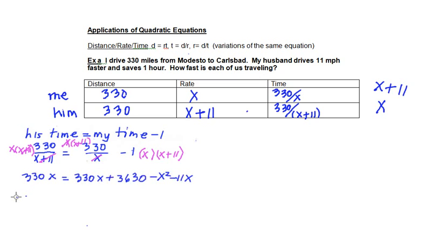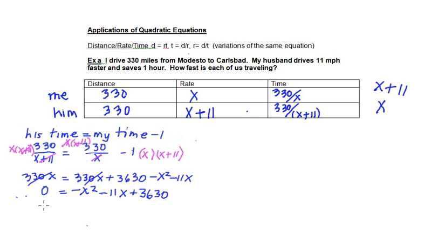When we simplify on the left, we get 330 times x is equal to 330 times parentheses x plus 11, which gives us 330x plus 3,630. From the third term, a negative x times x is a negative x squared, and negative x times 11. We can simplify by subtracting off the 330x from both sides and essentially canceling. Then we want to rearrange this in descending order for our quadratic equation. So we end up with negative x squared minus 11x plus 3630 is equal to 0.